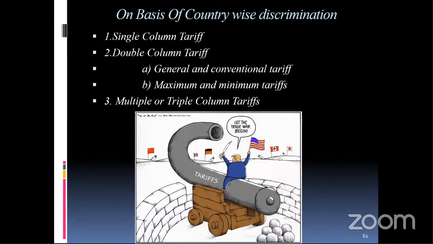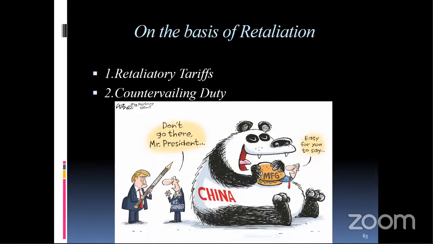Single column means same tariff rate for similar commodities, no matter from which country you are importing. Double column, double tariff rate for the similar commodity. Amala multiple or triple, it will be like triple rate for the similar commodity. Automobile na import madtidre adara tariff rate bere bere aagirutte.